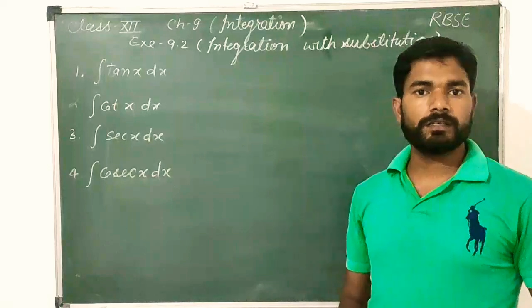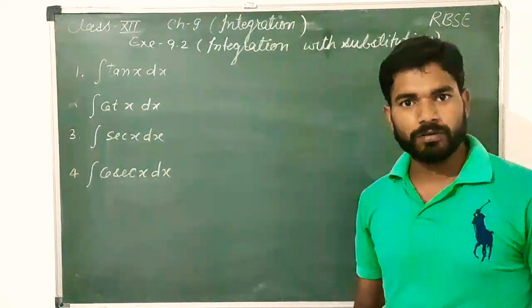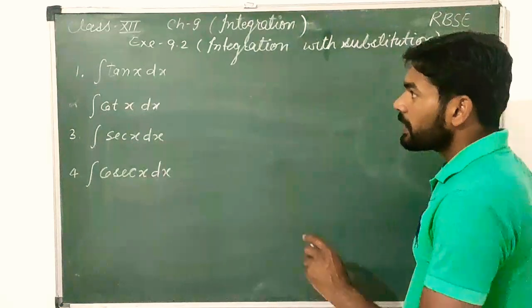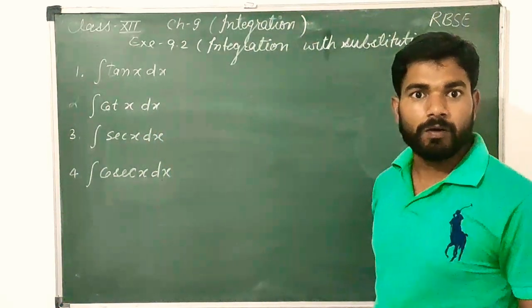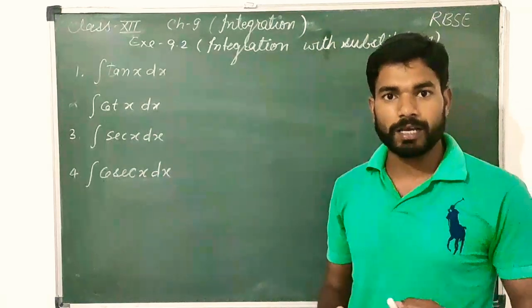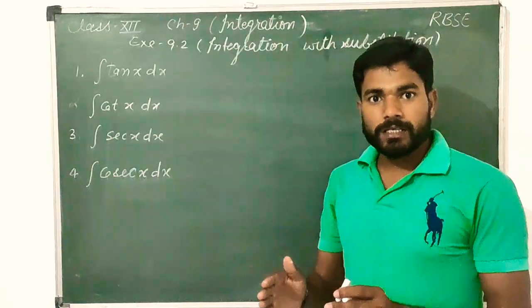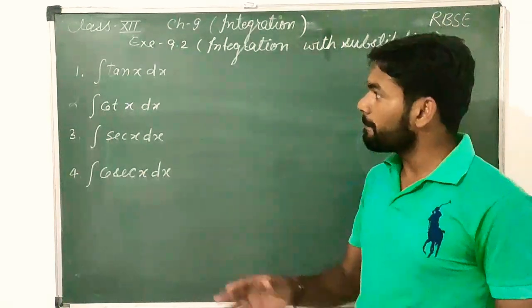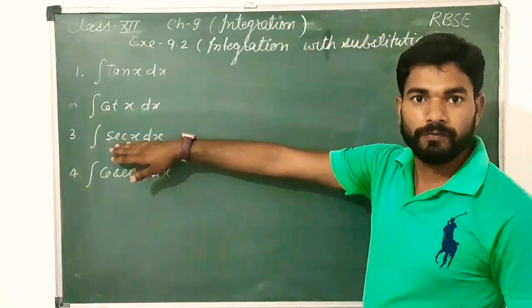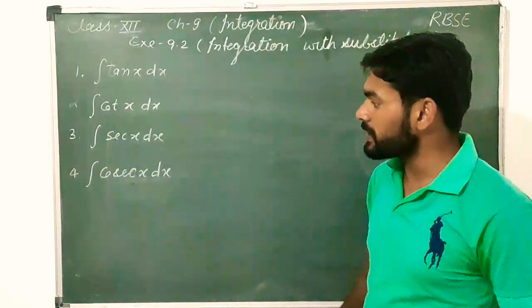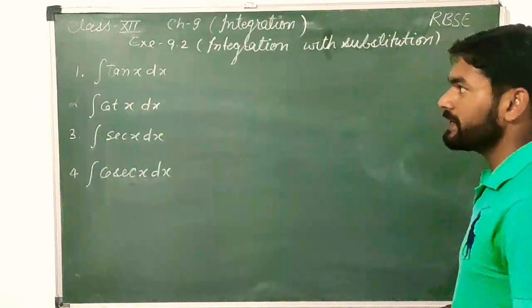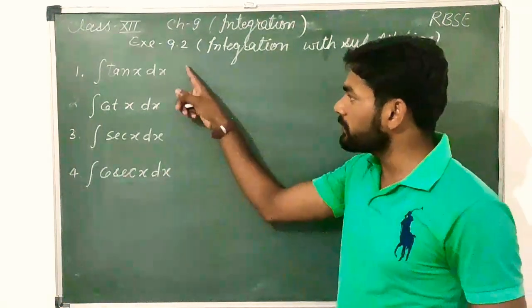The integration of sin x is minus cos x, and the integration of cos x is sin x. But about these formulas we did not discuss. What is the reason behind it? Because tan x is not the differentiated value of any function, क्योंकि tan x किसी का differentiation नहीं है. In the last exercise we discussed formulas for which we noted the differentiated values, but tan x is not a differentiation of any function, cot x is not, and sec x and cosec x are also not a direct differentiation according to the differentiation formulas. So that's why we did not discuss them. Now we are going to discuss these four formulas.